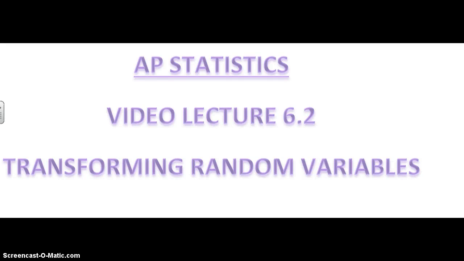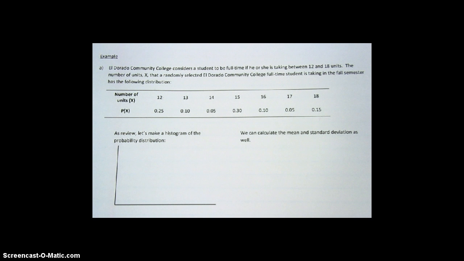This is video lecture 6.2 of chapter 6 of the Practice of Statistics, 4th edition, Transforming Random Variables. The goal of this video is just to show you a couple of examples of the effects of linear transformations on random variables. If you have not done so already, you may want to print out the notes copy to follow along with the video.